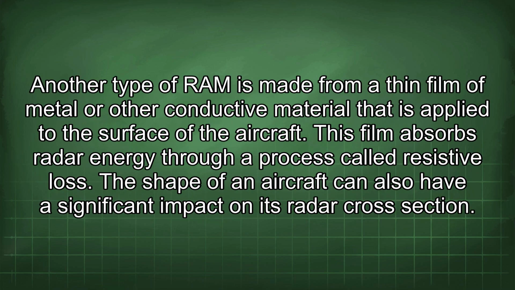Another type of RAM is made from a thin film of metal or other conductive material that is applied to the surface of the aircraft. This film absorbs radar energy through a process called resistive loss.